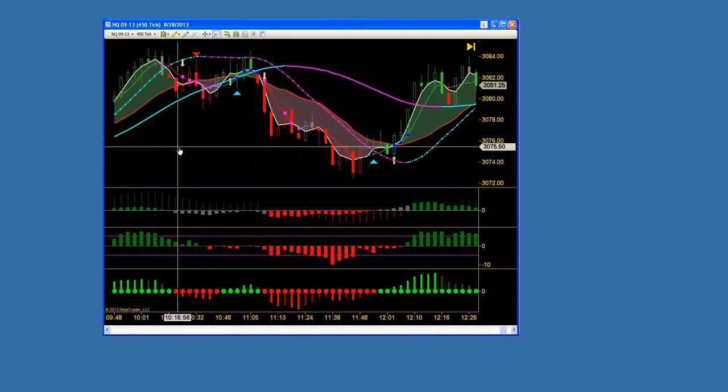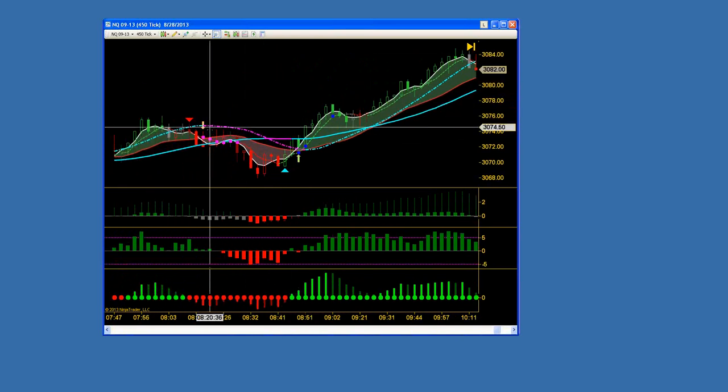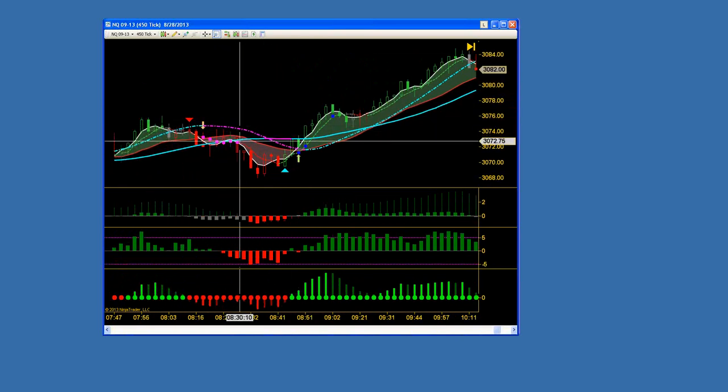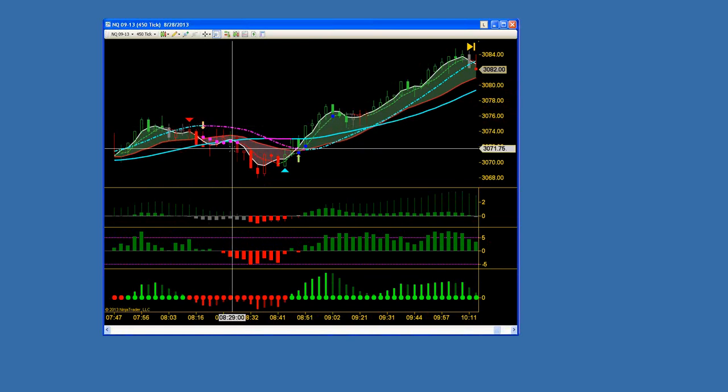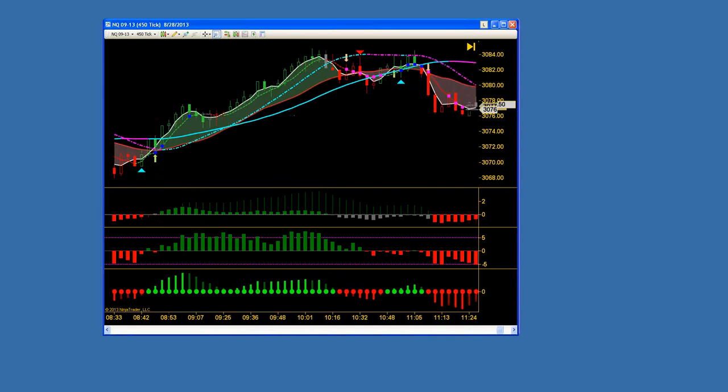Now you can see as I scroll back over the charts, you can see when the color changes occur here. For example, on the fast line, look how the price just moves under that, and how it crosses over to the upside and swooshes back up.